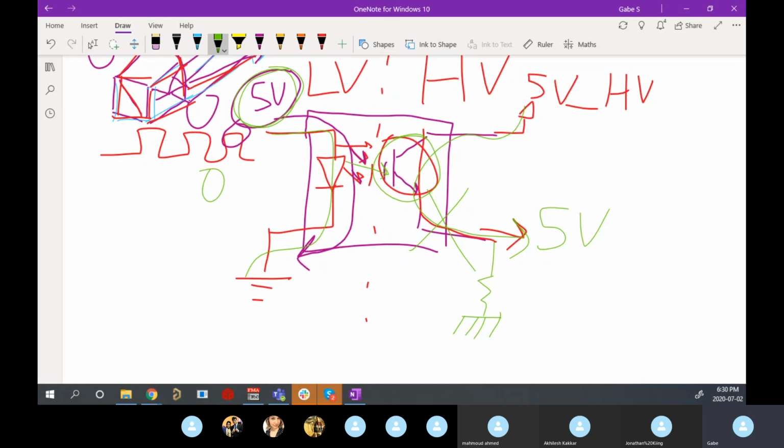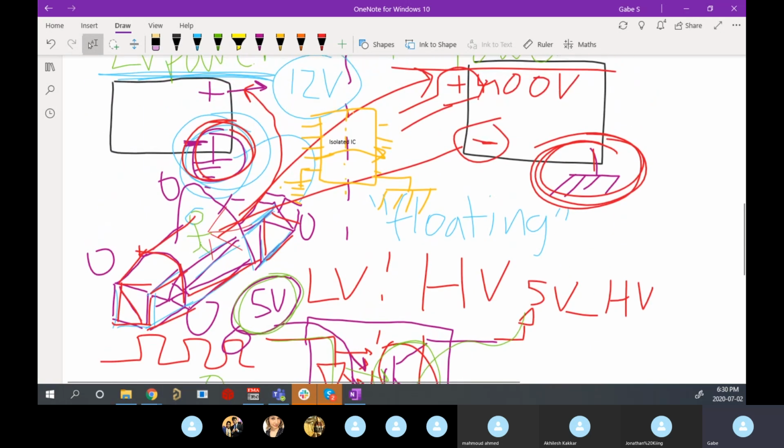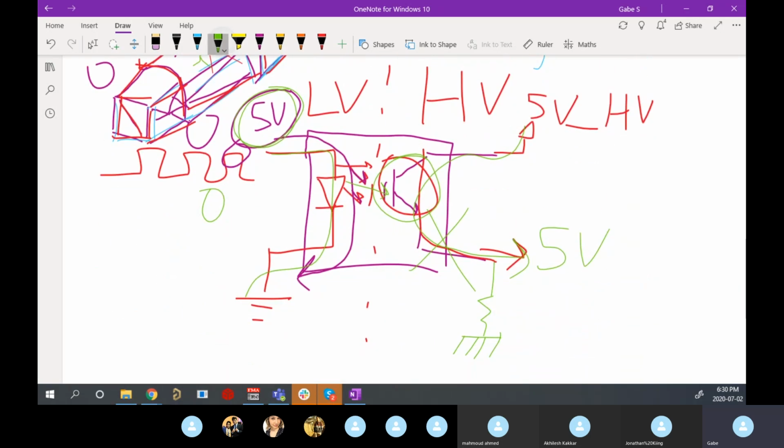So this is one way. It's an optical way to transfer, for example, digital signals across. And that's often what happens in little chips like digital isolators. Really useful. This is good if you just want to send a signal across, like I want my 5 volts here to show up as 5 volts here, isolated. This is a great way.